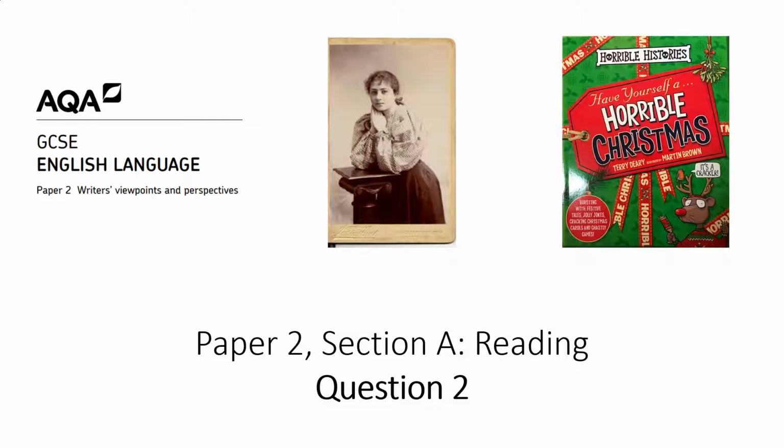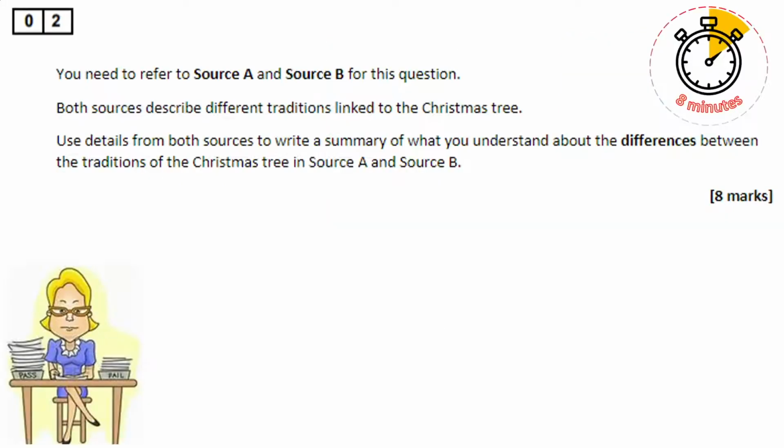So question 2, let's have a look at how that question's going to sound. You need to refer to source A and source B for this question. Both sources describe different traditions linked to the Christmas tree. Use details from both sources to write a summary of what you understand about the differences between the traditions of the Christmas tree in source A and source B. This question is going to be worth 8 marks, and it should take you about 8 minutes, so that's easy to remember and to plan.